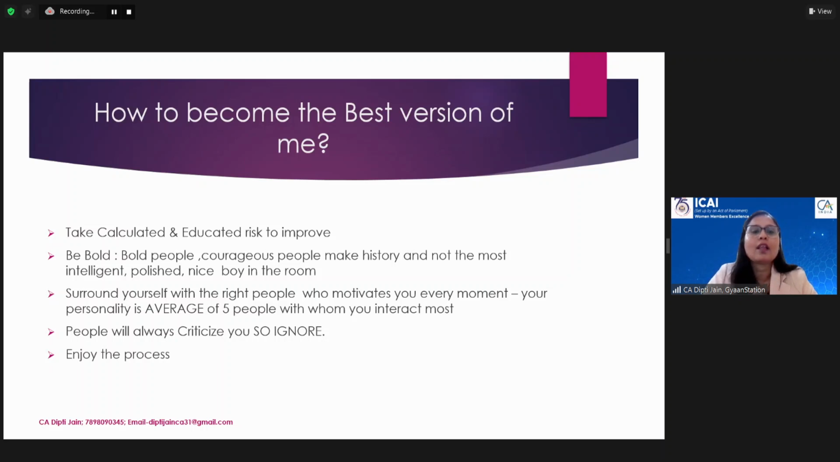Bold people, courageous people make history, and not the most intelligent, polished, or nice boy or girl in the room. Be bold and courageous to take your step ahead, to work for your ambition, to work for your thoughts, and be bold enough in your life to present yourself, to present your thoughts, and to speak in the crowd.